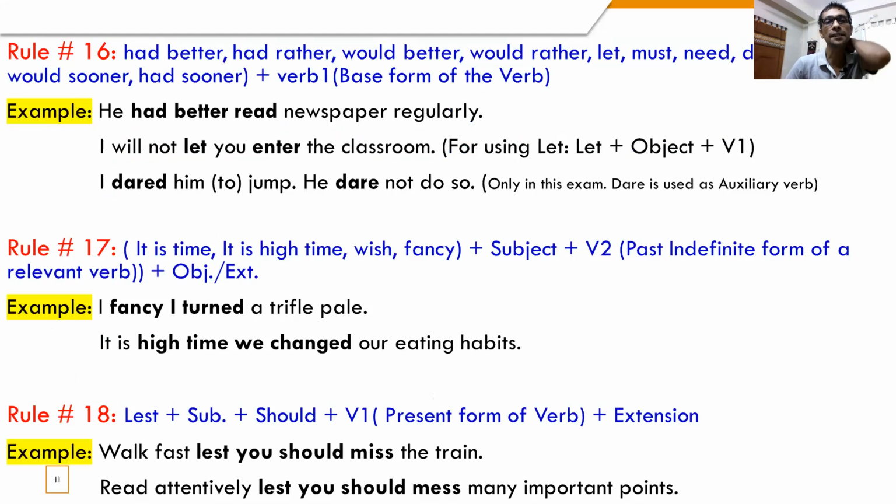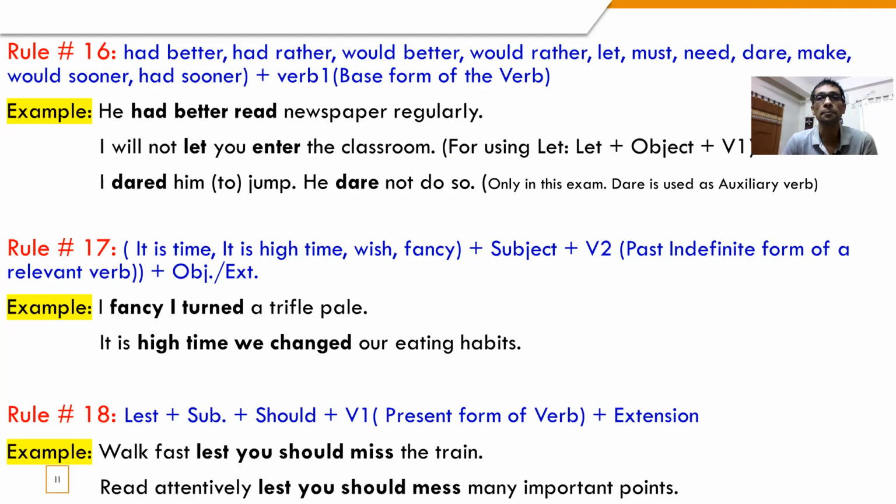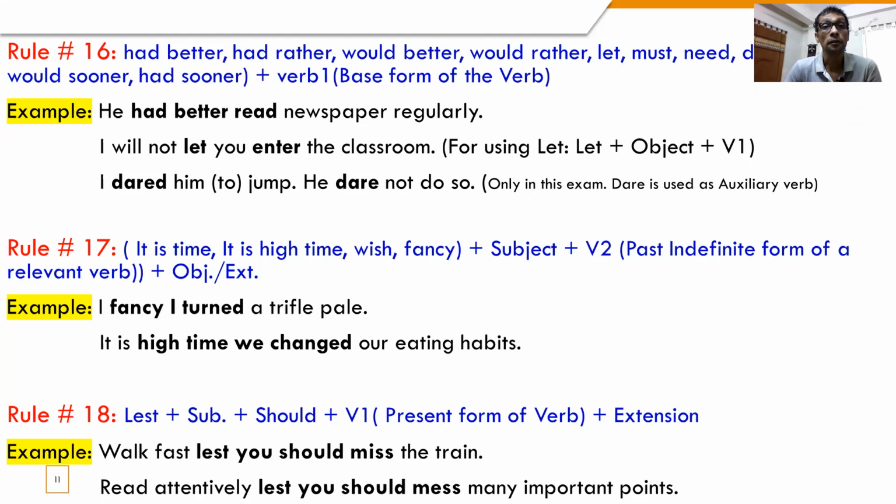Okay, rule number 16 now. There are some phrases like had better, had rather, would rather, let, must, then some more: dare, make, would sooner, had sooner. When you use these phrases, you have to use the verb in the base form, or the main form of the verb. Like this: he had better read newspaper regularly. So look at that, had better and read, the main form of the verb.